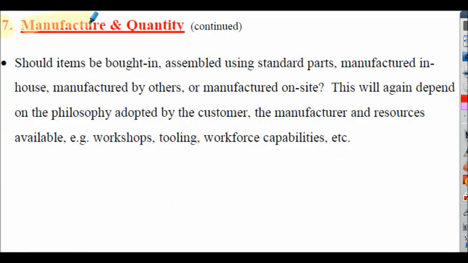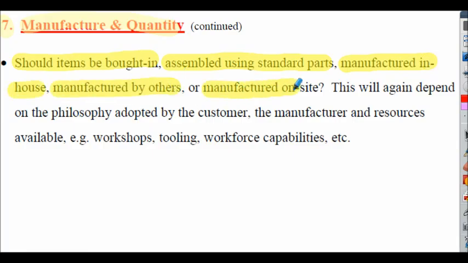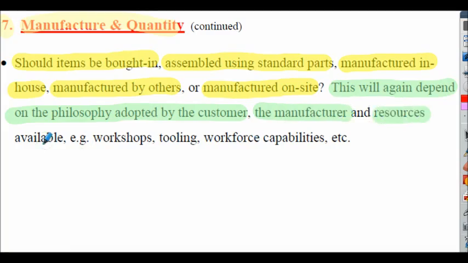Manufacturing quantity continued. We also need to determine whether our items are bought in, sometimes referred to as bolt-on, assembled using standard parts, manufactured in-house, manufactured by others, or manufactured on site. This will again depend on the philosophy adopted by the customer, the manufacturer, and the resources available. For example, workshop facilities, tooling, workforce capabilities, etc.